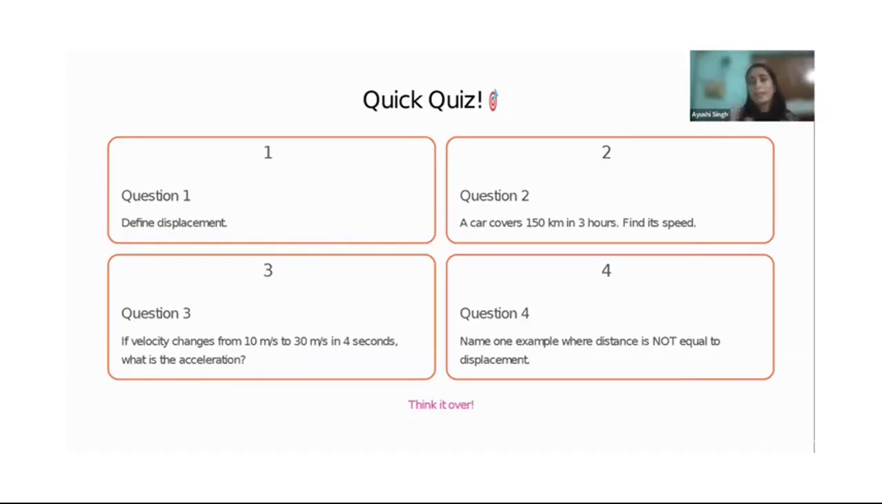So the first question is define displacement. I think you can do that right now. Question 2 is a car covers 150 kilometers in 3 hours. Find its speed. There is no direction involved, so you can simply do distance upon time. Question 3 is if velocity changes from 10 meters per second to 30 meters per second in 4 seconds, what is the acceleration? I think this is also not tricky. You can find the change in the velocity and divide it by time. And the last one is name one example where distance is not equal to the displacement. This you can figure out.